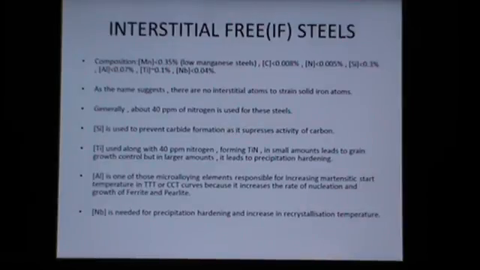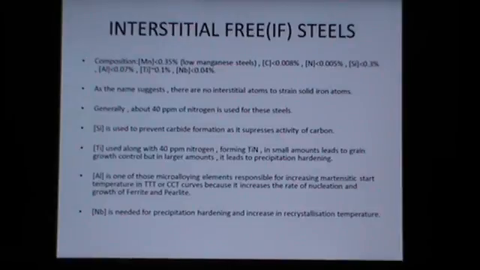Now, before studying more about the interstitial free steels, let's discuss the role of various microalloying elements in the interstitial free steels. The first microalloying element that we will be discussing is silicon, which is required to prevent the carbide formation as it suppresses the activity of carbon. The titanium used along with 40 ppm nitrogen, thereby forming titanium nitride, in small amounts leads to grain growth control, and in larger amounts it leads to precipitation hardening.